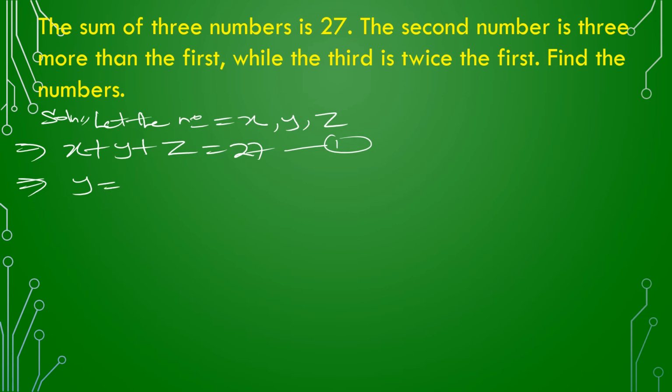So it's going to be what? The first is what? X. So plus what? 3. So Y is equal to X plus 3. So it's 3 more than X. So we call this equation 2.